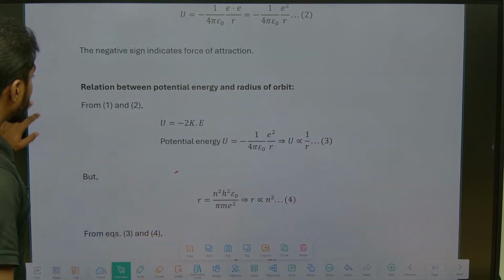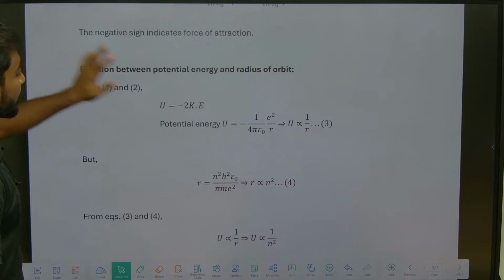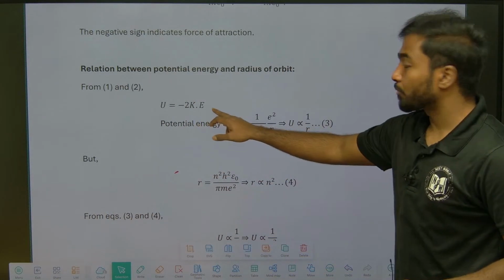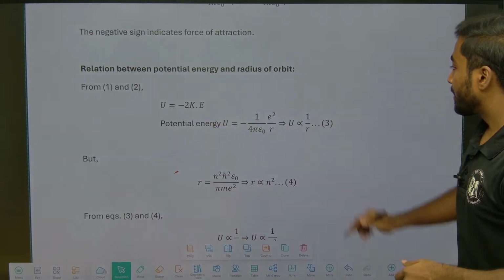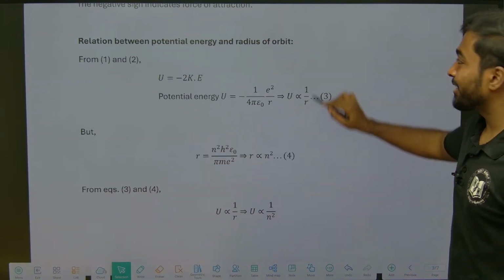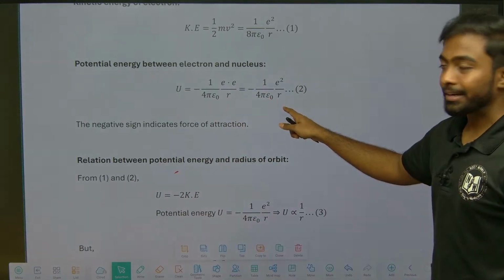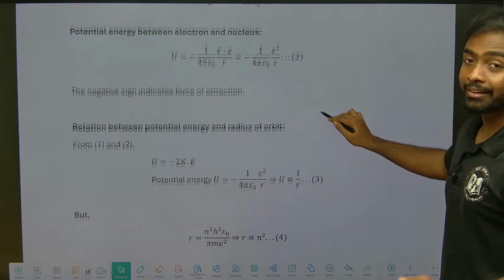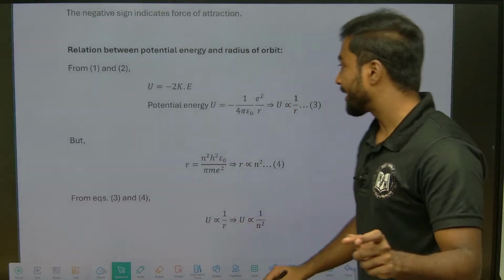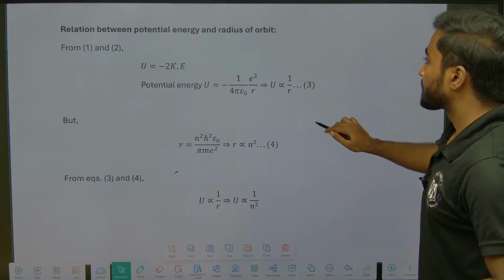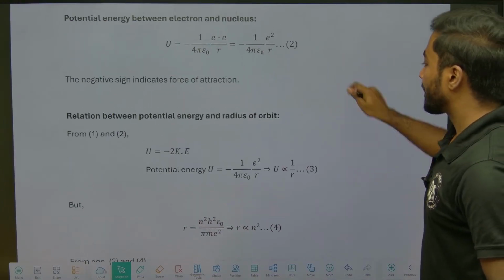Okay, fine. So the relation between potential energy and the radius of the orbit: potential energy will be equal to minus 2 times the kinetic energy, and when I talk about the relation, it is inversely proportional. If you see here, U is inversely proportional to the radius. That's the thing they are asking: what is the relation between the radius and the potential energy? You can take a note of this and we can go for the next one.